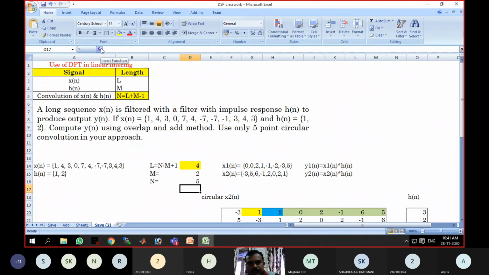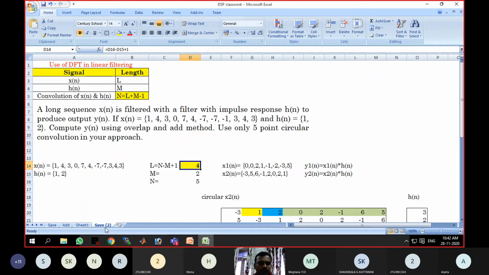Then what will be the result of L? It is N minus m plus 1, that is 4 elements. So while creating each segment, you need to consider only 4 elements from the original x of n, and m minus 1 elements are zeros.